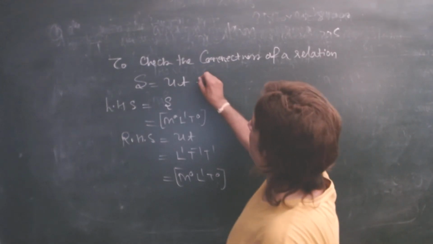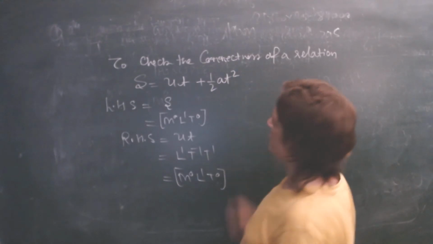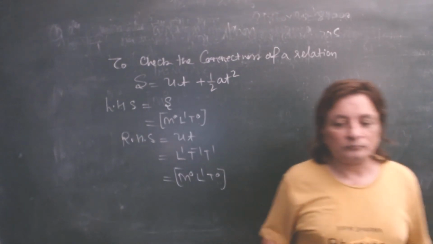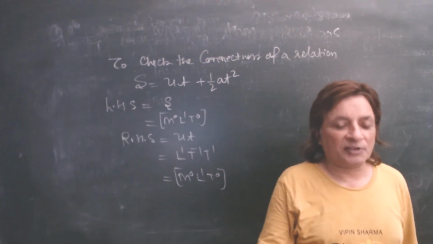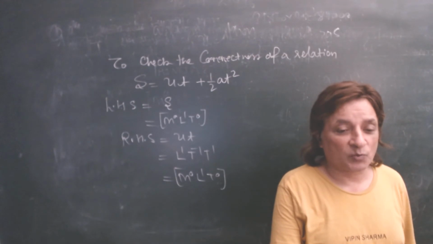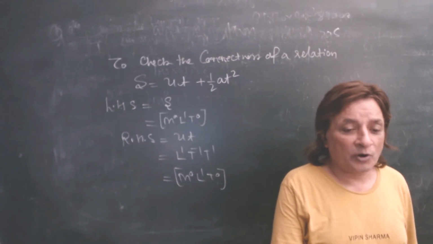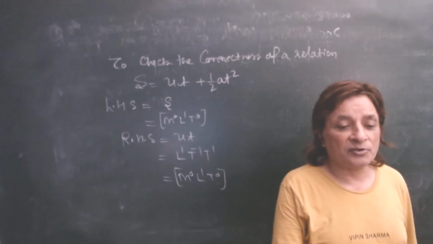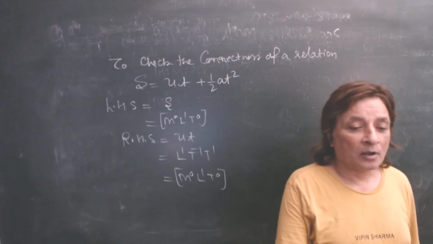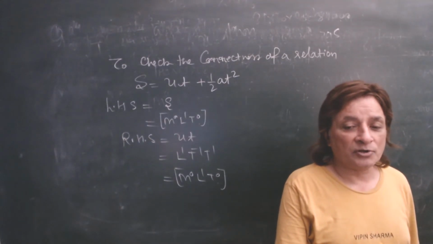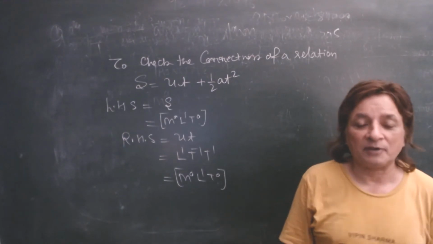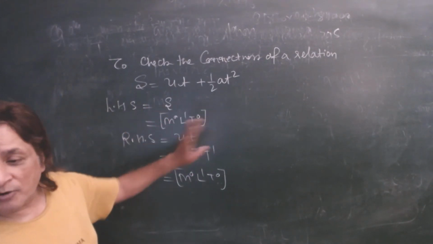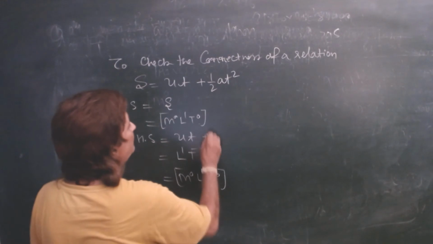Now we have ut plus half at square. Suppose you have to check the correctness of s is equal to ut plus half at square. So what do you find? You find that this is s is equal to ut plus half at square. How is it accurate, how is it correct, using the concept of dimensional analysis? You take the left hand side, s, which is M0 L1 T0, but the right hand side is ut plus half at square.